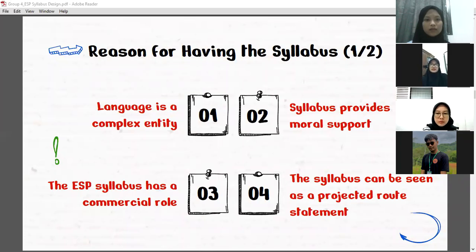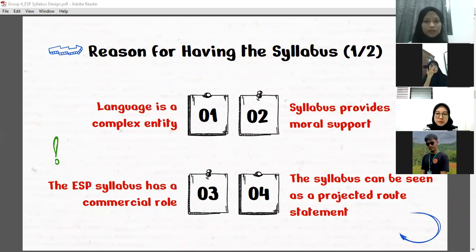So next, third is ESP syllabus has a commercial role. A syllabus, particularly an ESP syllabus, usually has a commercial role. The commercial intent here is sponsorship, and students will want reassurance that the money and or time they invest will be worth it, right? Because of this, it is necessary to create a syllabus that can show that some thought and planning was put into course development.